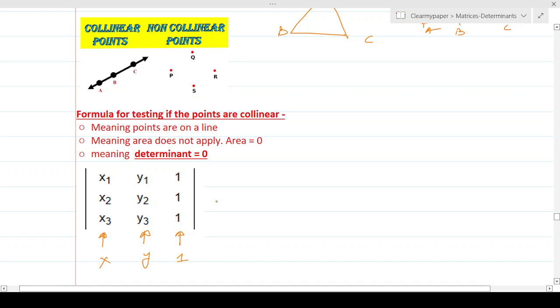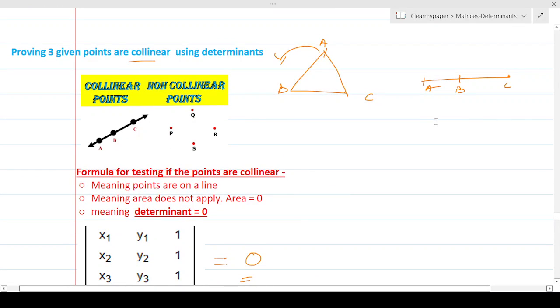And if this value equals 0, that means the area does not exist, because all these 3 given points are collinear. They are coming in a straight line. And just as a reference, non-collinear means they are not going to come in a straight line. When you connect all of them, they form a particular shape. Whereas if they're collinear, there's only one shape, which is a line, and a line does not have an area. There is no area for a line. It just has a length.